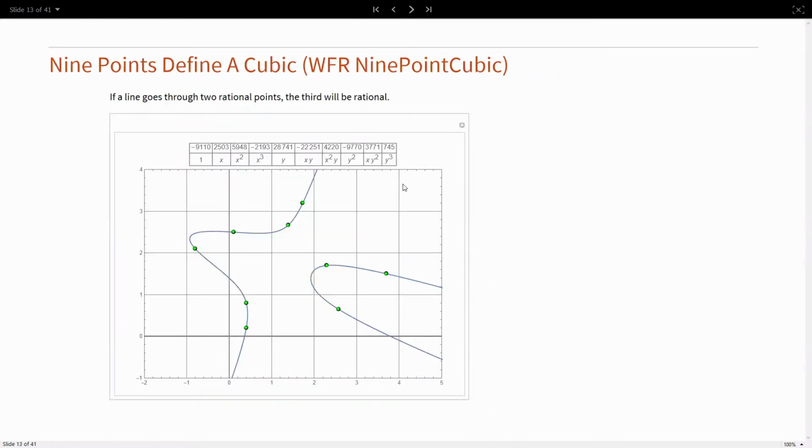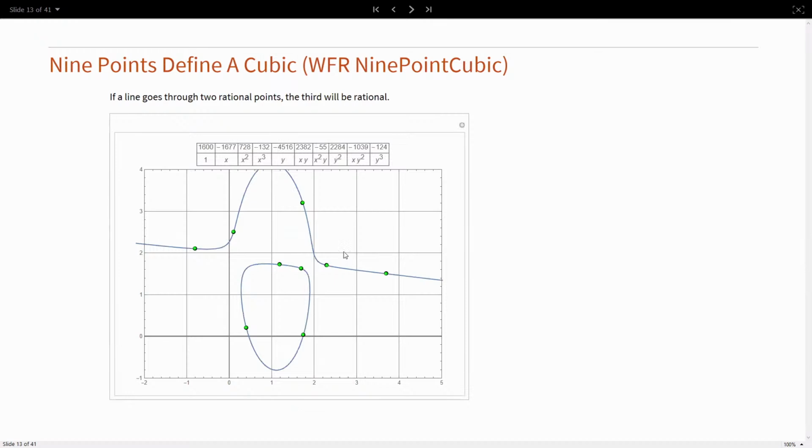And with 9 points, you get what's called a cubic. And cubics have many more types of forms. So here's some examples of various cubics. One odd thing about cubics is if you have a rational point, these 3 points here, if these 2 points are rational, then they will intersect a third point, which is also rational.